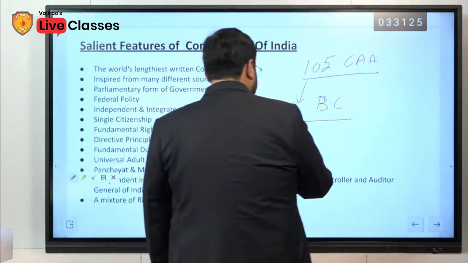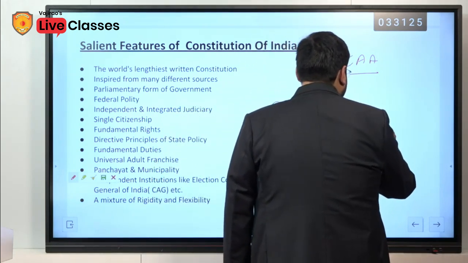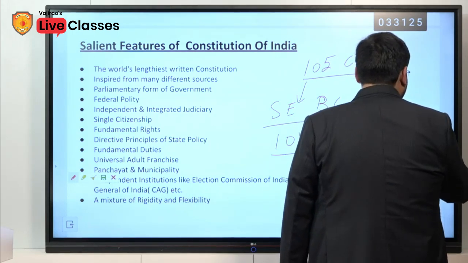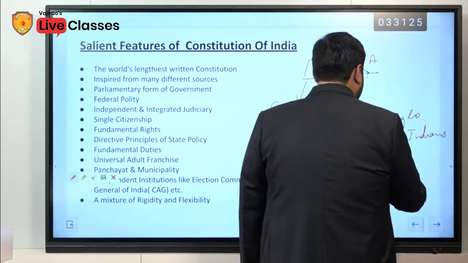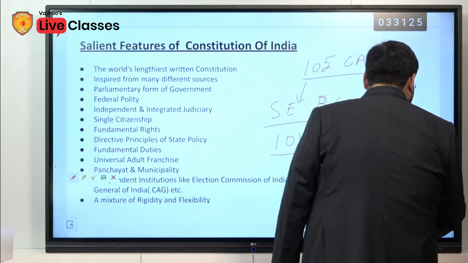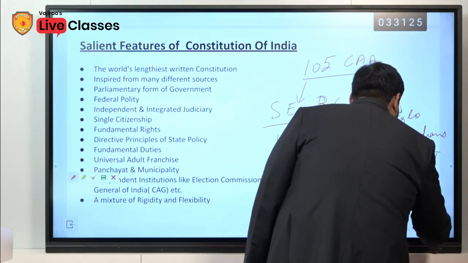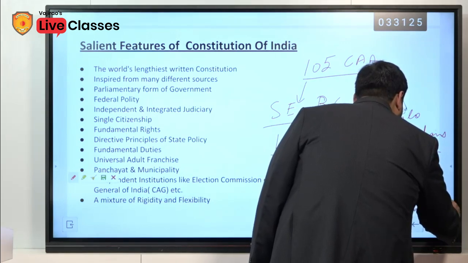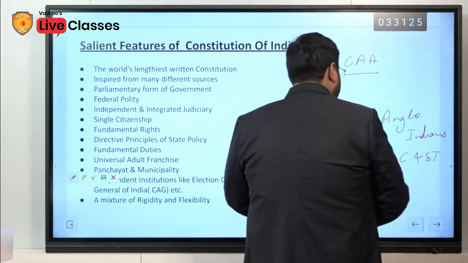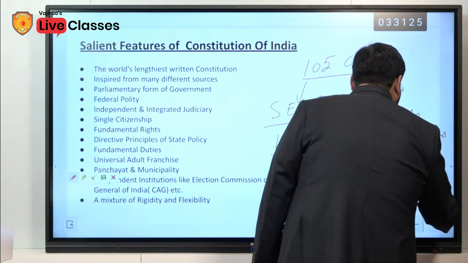Before that, there was the 104th Constitutional Amendment Act that deals with the reservation of seats for Anglo-Indians, and the seats for scheduled caste and scheduled tribe candidates in Lok Sabha and state legislative assemblies.